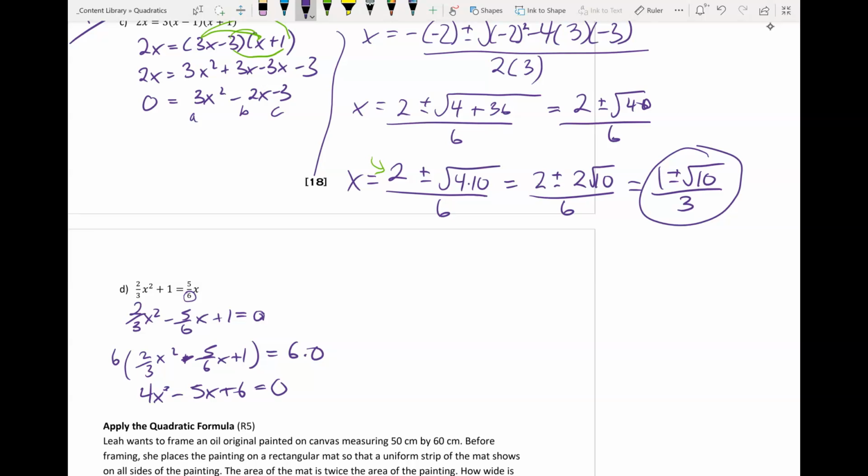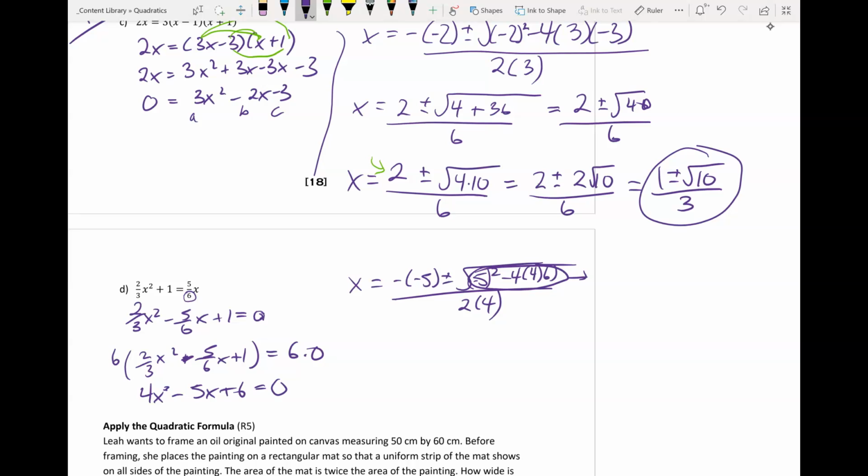Now we can plug this into our quadratic formula. Now, if you try to simplify what's inside the radical, you're going to see that you're going to get a negative number. If you ever get a negative number inside the radical, that means there is no solution. There's no x value that's going to satisfy this.